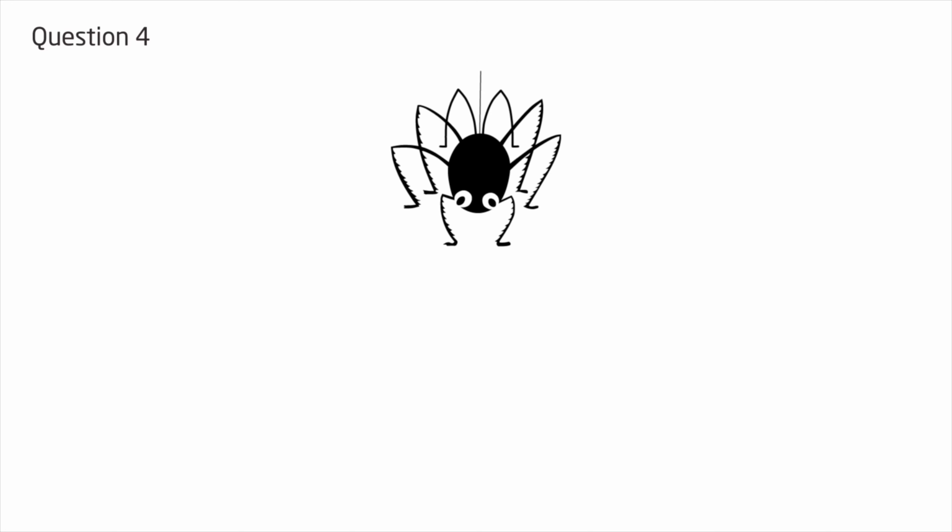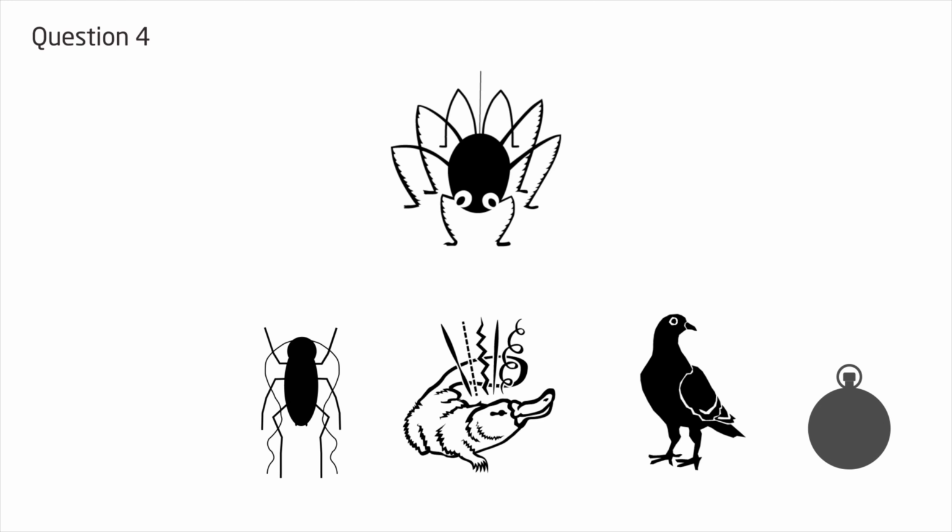What is a baby spider called? A spiderling. A baby cockroach is called a nymph. A baby platypus is a puggle. And a baby pigeon is a squeaker.